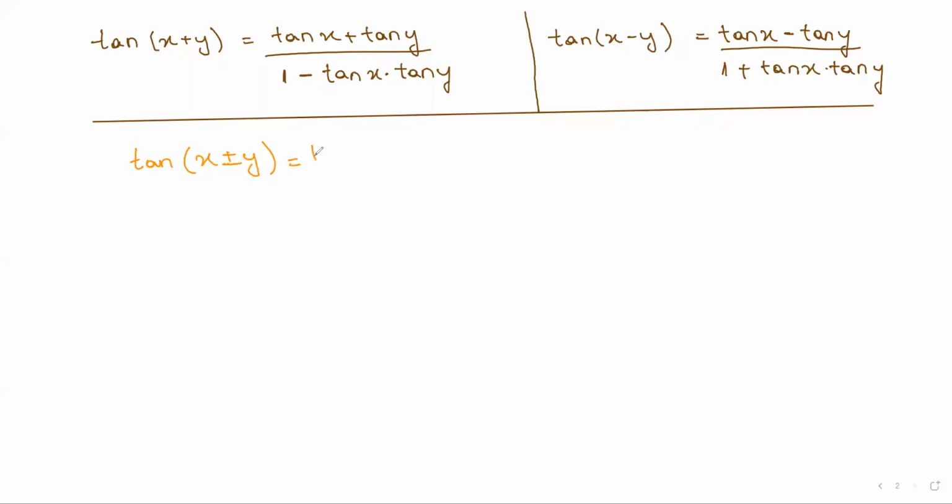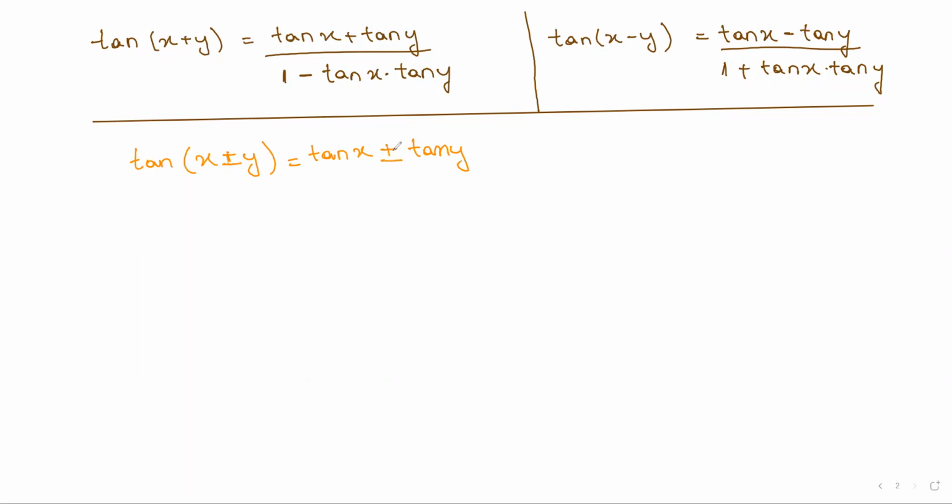This value is equal to tan x plus minus tan y upon 1 minus plus tan x tan y. Now, if you can see in the first formula, x plus y, you have a plus sign, addition of tan x and tan y. For x minus y, you have tan x minus tan y. That means tan of first angle minus tan of second angle. So first is written first.